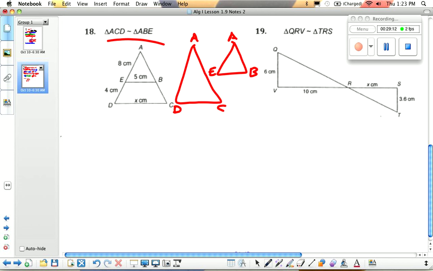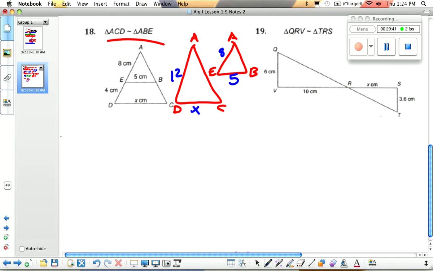What's the base length of this one? X. What's the side length of this one? 12. 4 plus 8, 12. Right? And then what's the base length of this one? 5. And what's the side length? 8. Everybody see where we got those? Because we got to be able to pick those up properly, right?